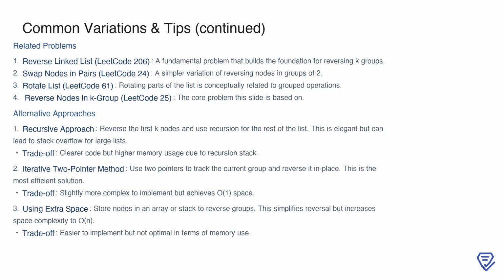Finally, you could use extra space, such as arrays or a stack, to store nodes and reverse groups. This approach simplifies the logic but increases space complexity to O(n), making it less optimal. Carefully weigh these trade-offs to determine the best approach for your specific requirements.